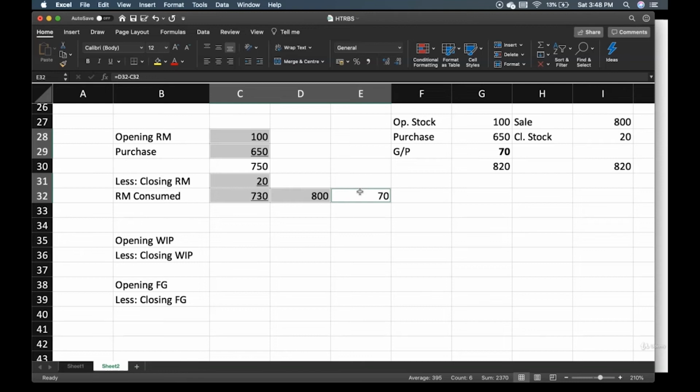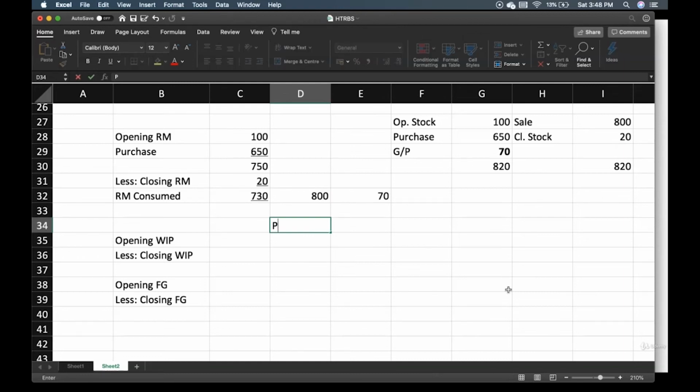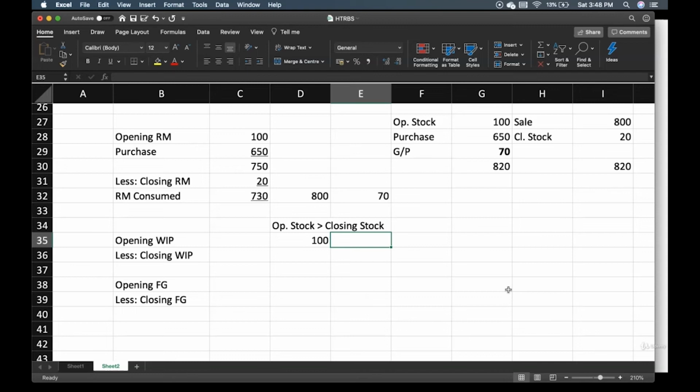So I'll put the scenarios like this. If your opening stock is greater than closing stock, what will happen? That is, your opening stock is 100 and your closing stock is 80. And what is the formula? The formula is opening stock minus closing stock. You get a positive number, and this will become cost, or this will add to cost.